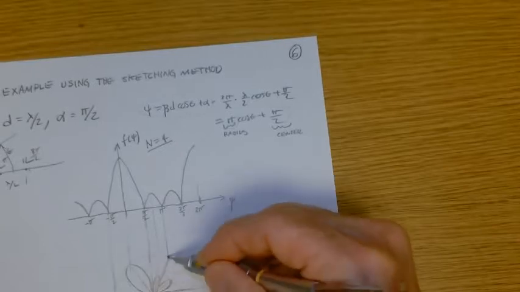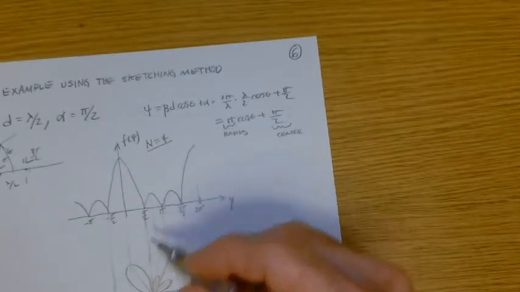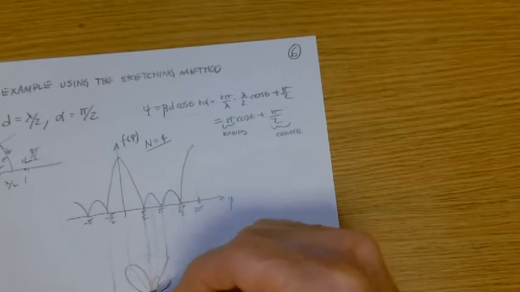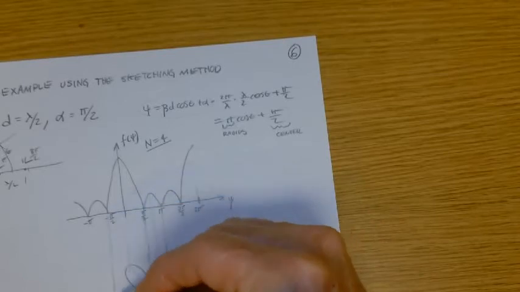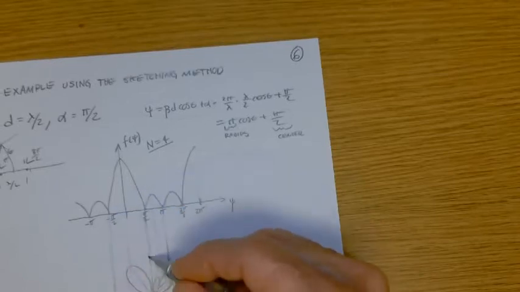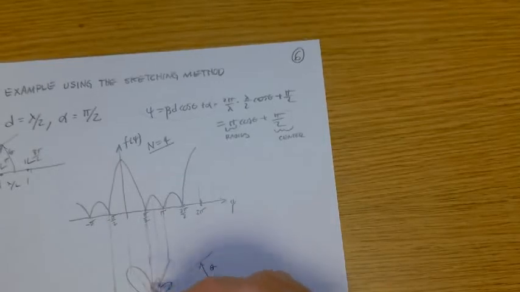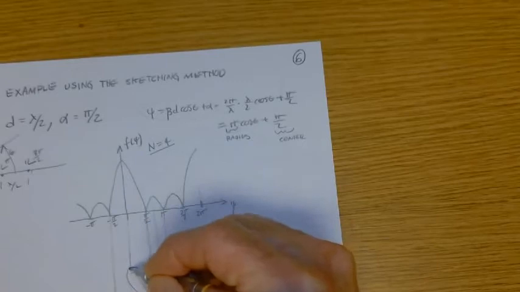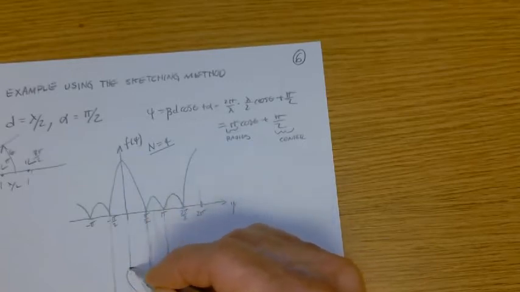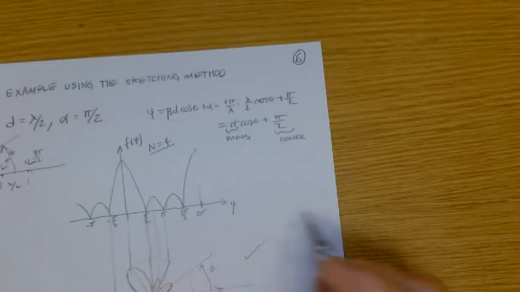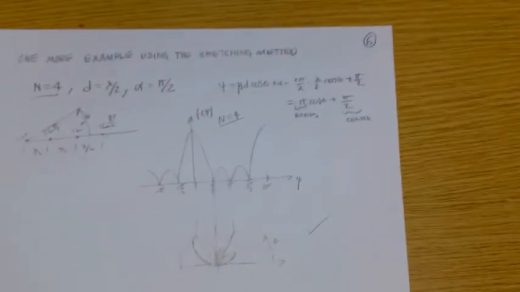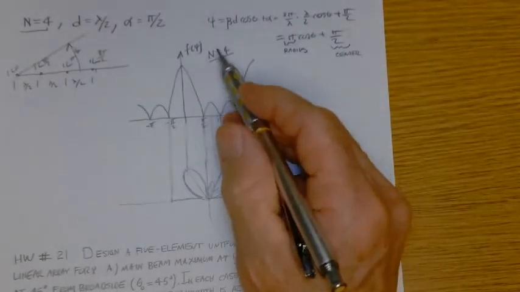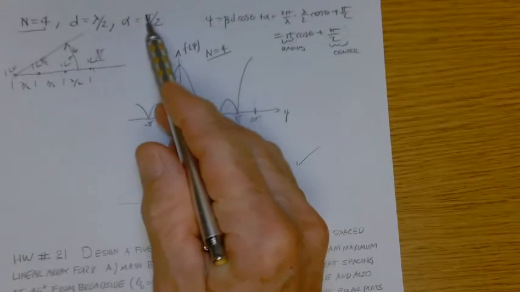That's what I sketch. This is a null. Here's another null. In between the nulls is another minor lobe. I sketch this. This is a null. This is a null. Two nulls. Between the nulls in this direction is a main beam max. Voila, done. So that's how we sketch the pattern for the n equal 4 case, half wave spacing.